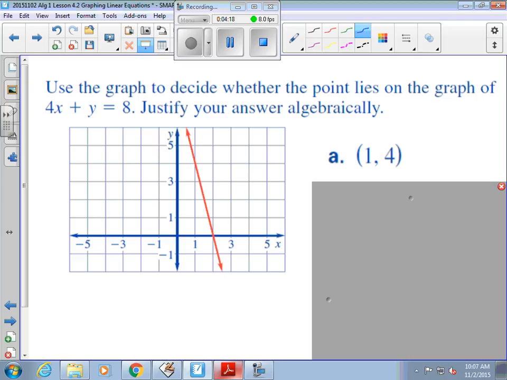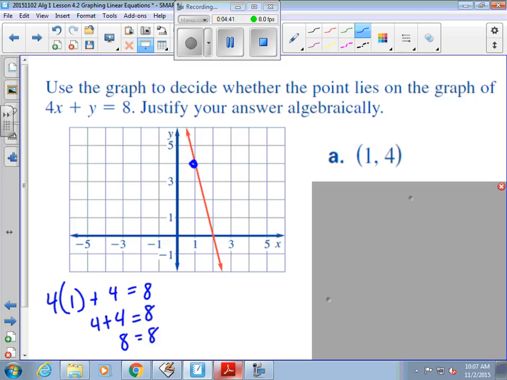Okay, graphically we could see (1, 4). That point (1, 4) absolutely falls on the line. So algebraically, we should get a true statement. 4 times x's value, which is 1, plus y's value, which is 4, is equal to 8. 4 plus 4, this is a true statement. 8 is equal to 8. So algebraically, we could check it.